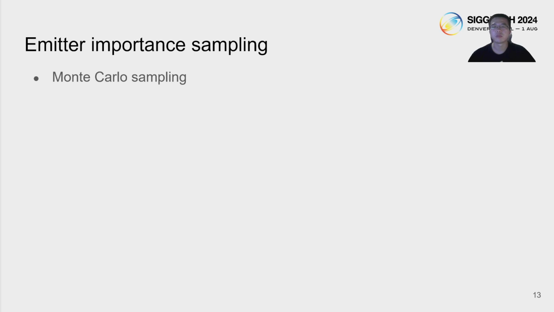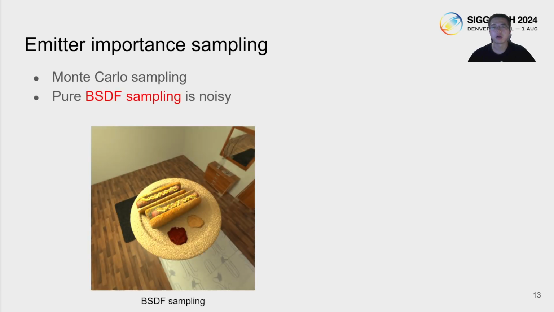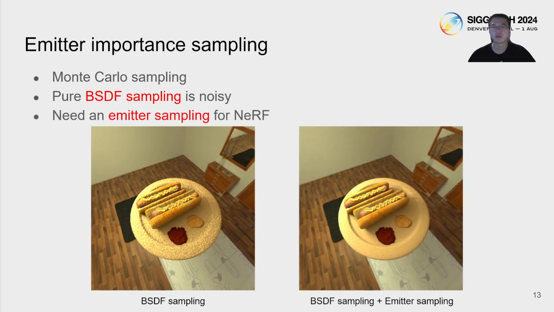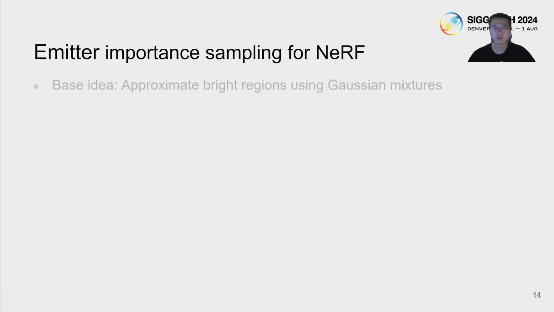Physics-based rendering requires Monte Carlo sampling. However, BSDF sampling only will render a lot of noise under a NeRF light source, so we need an emitter importance sampling method for NeRF. Our base idea is to approximate bright regions of NeRF using a Gaussian mixture model.